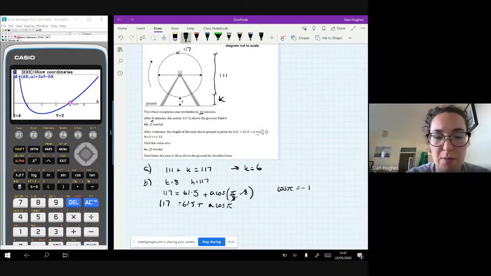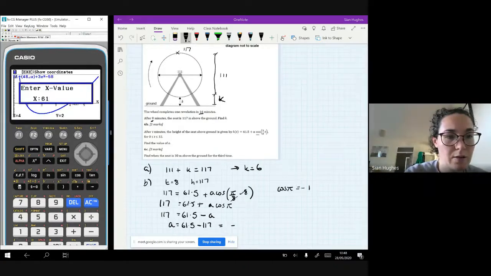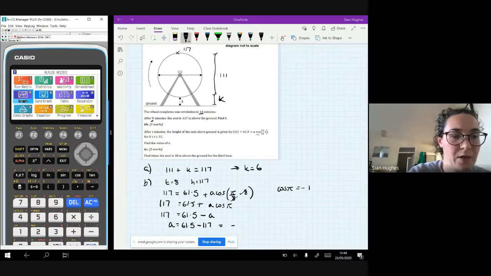So actually, this means that 117 is 61.5 minus 1 times A. And if I move the A to the other side, 61.5 minus 117. If you put that in your calculator, you get minus, well, let's do it.